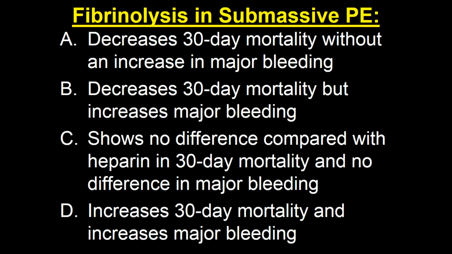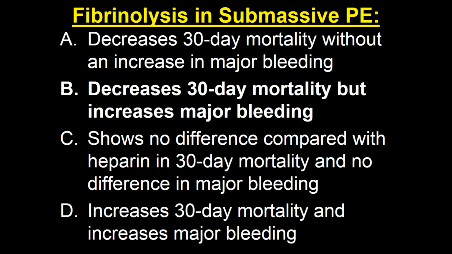Now I'm going to ask some single best answer questions. Fibrinolysis in submassive PE: A, decreases the 30-day mortality without increasing major bleeding. B, decreases 30-day mortality but increases major bleeding. C, shows no difference compared with heparin in 30-day mortality and no difference in major bleeding. And D, increases the 30-day mortality and increases major bleeding. Are you ready? Well, the correct answer is decreases 30-day mortality but increases major bleeding.